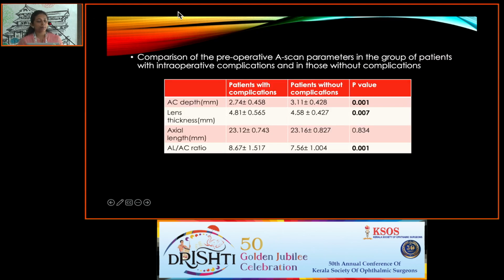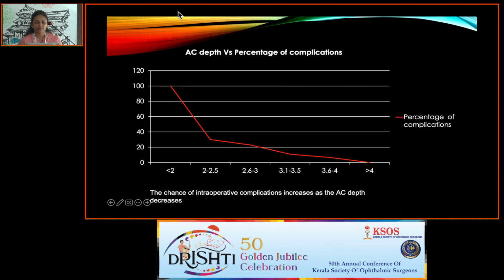On comparing the preoperative A-scan parameters in the group of patients with or without intraoperative complications, the anterior chamber depth was significantly lower in patients with complications. The lens thickness was significantly higher in patients with complications. The axial length by AC depth ratio was significantly higher in patients with complications. And axial length alone did not have any significant association with any of the groups.